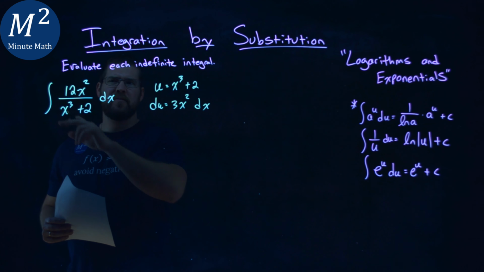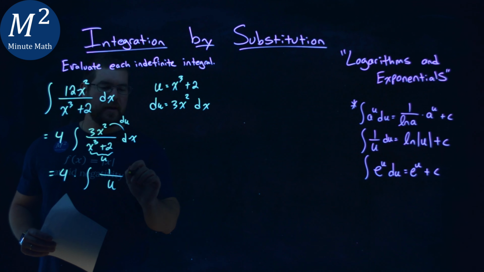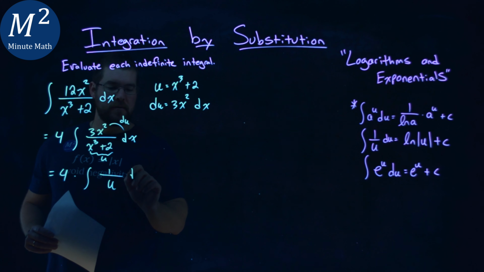Notice the denominator here is that u value again, and these two parts, the numerator and the dx, is our du. And now we can directly substitute in u right there, in du. So 4 times the integral here, instead of x cubed plus 2, we'll put a u in the denominator, and then instead of 3x squared dx, that's just my du. And this is a much easier problem to solve.